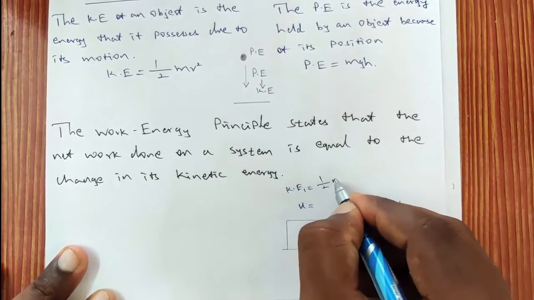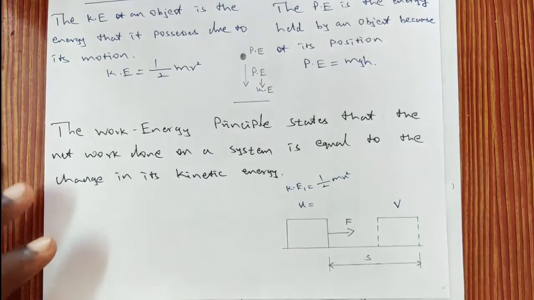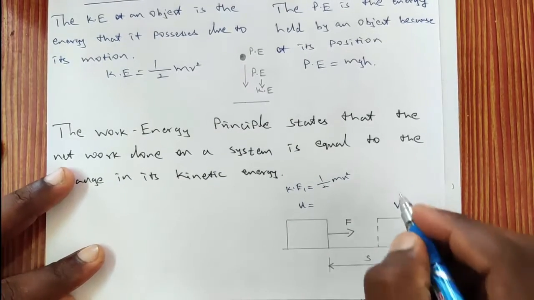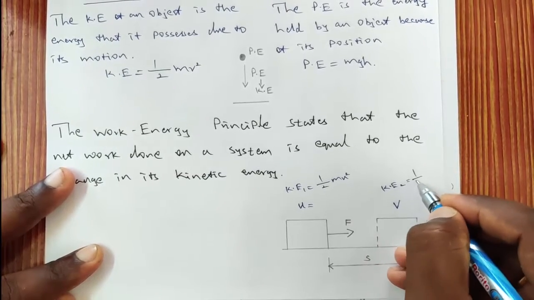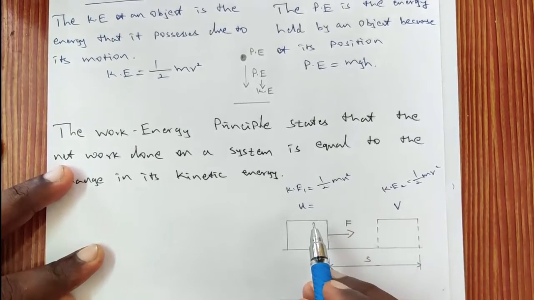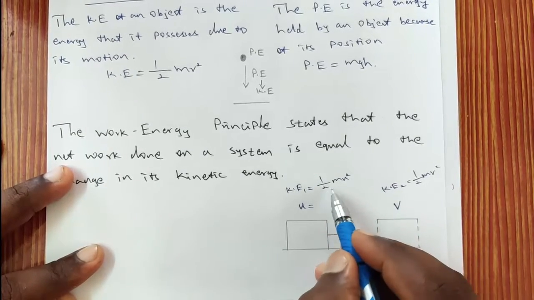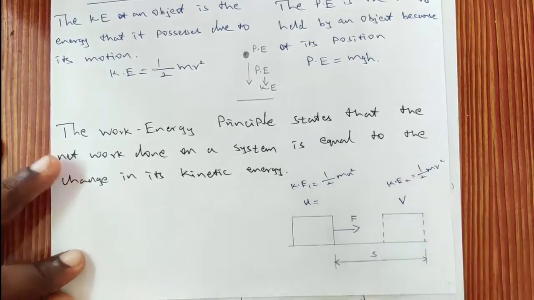When the block is at the first position, it has a kinetic energy KE1 equal to half m u square. Then at the second position, the particle has a kinetic energy KE2 equal to half m v square, because at the first position the velocity is u, that is why it is half m u square, and at the second position it is half m v square.